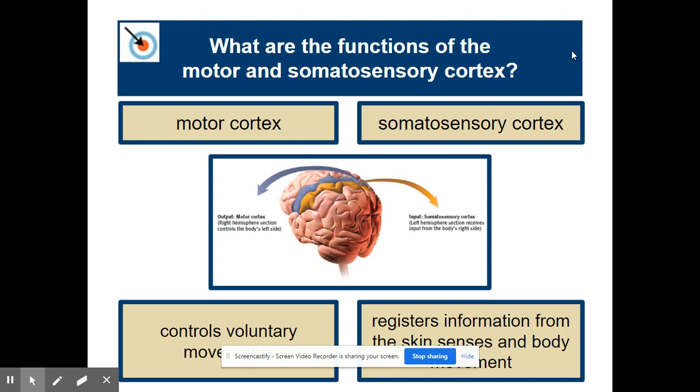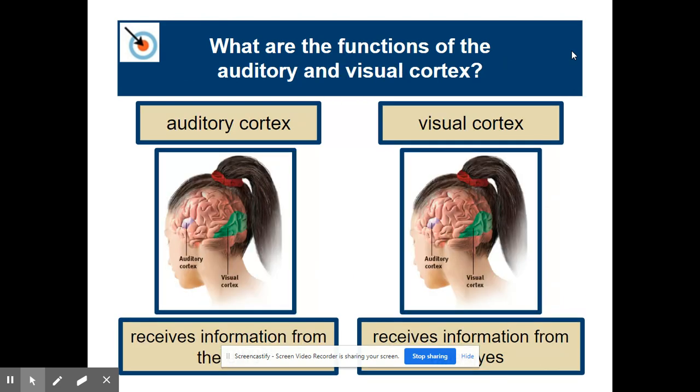The motor cortex sends messages out to the body. The sensory cortex receives messages from our body. So the more sensitive areas of our body are devoted more space in the sensory cortex. The auditory cortex receives information, and our visual cortex receives information from our eyes.